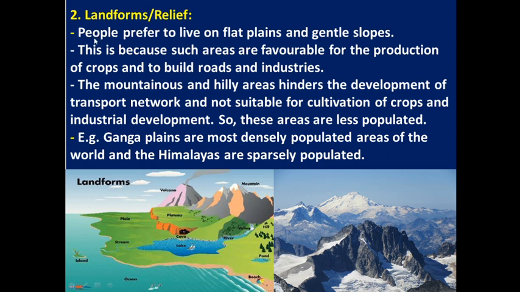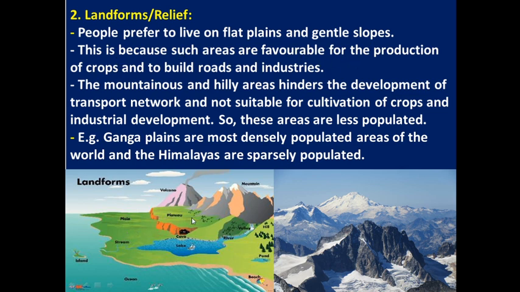Generally people prefer to live on a flat plain and gentle slope. Most of the people on the earth choose to live in places which are plain, or which have a gentle slope. Why do people prefer such places, flat and gentle plains? Because such places are favorable for the production of crops.